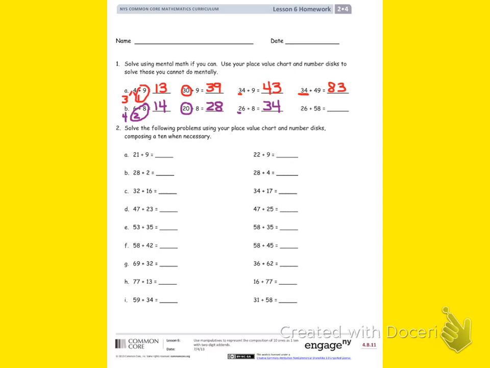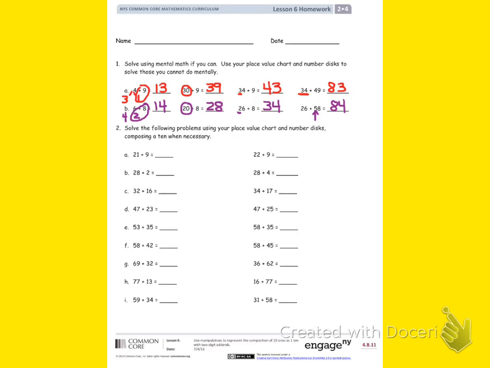26 plus 58 is just like 26 plus 8, except for that there's this 5 right here, which is 50 more than 8. So all we have to do is take the answer from the previous problem and add 50 more. And so that becomes 84. And that's how I solved these problems using mental math.